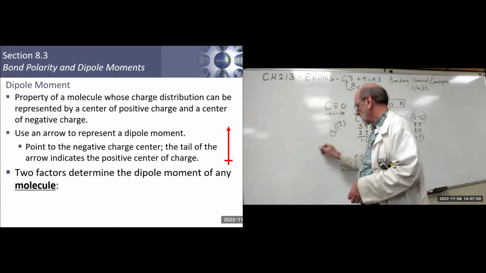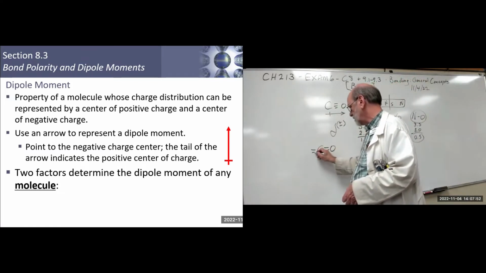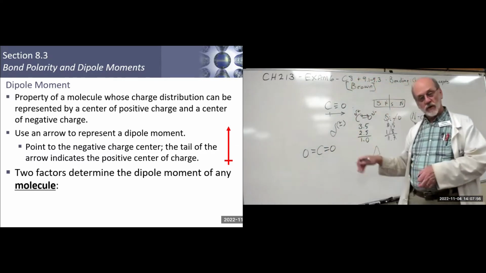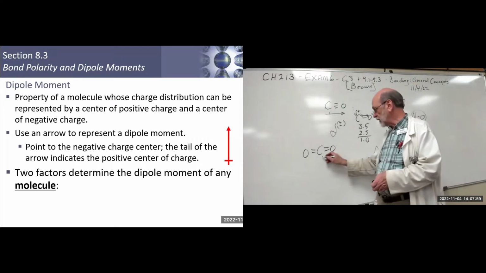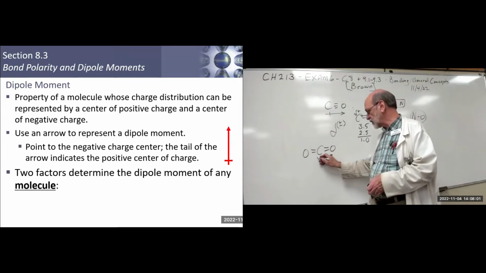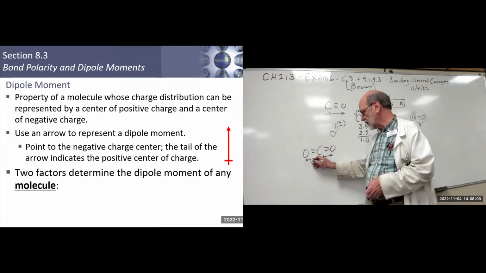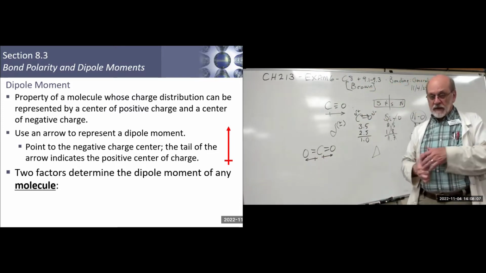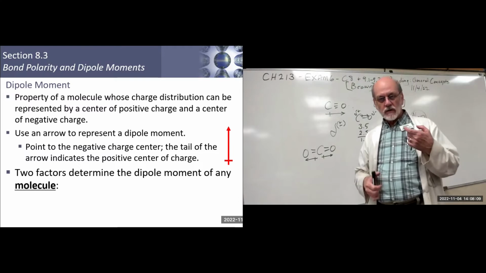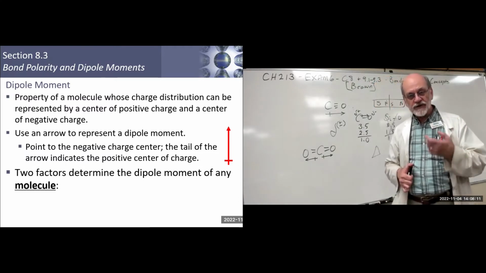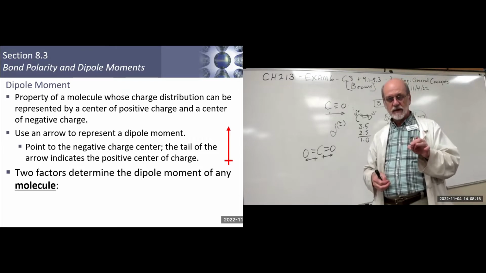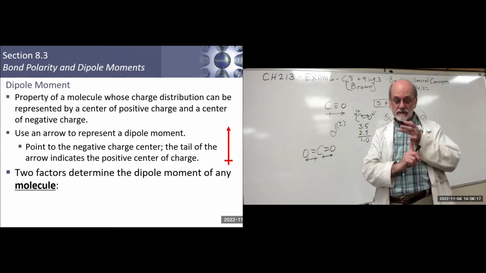But what if you have more than one? Say you have carbon dioxide. Now, what do you say about the molecule? What's the polarity of the molecule? Well, we know that the polarity of the bond is this way, and the polarity of the bond is that way, right? So, two things you have to know about a molecule before you can say anything about its polarity. You have to know the polarity of the bonds.